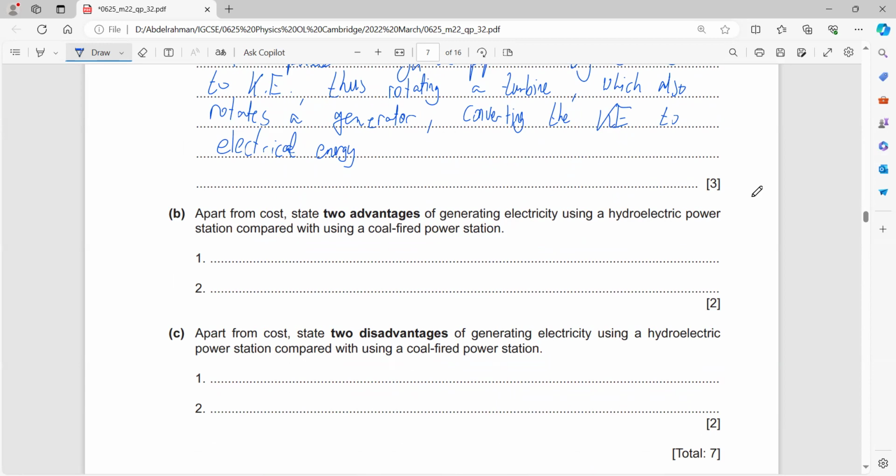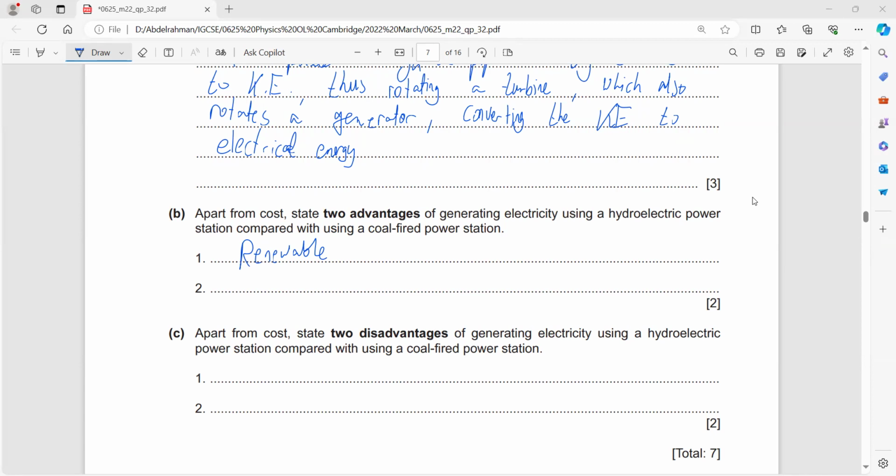Apart from the cost, state two advantages of generating electricity using a hydroelectric power station. Renewable. Okay, it is renewable. What else? Another idea? Less pollution. What type of pollution? Air pollution. Okay.